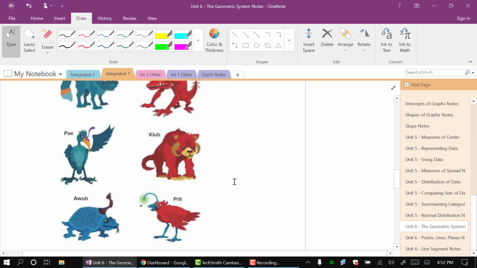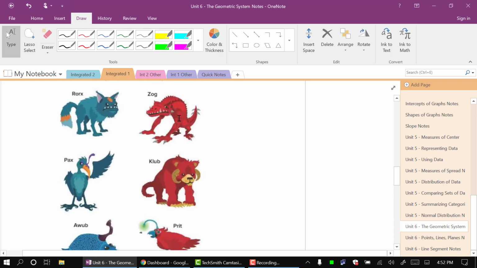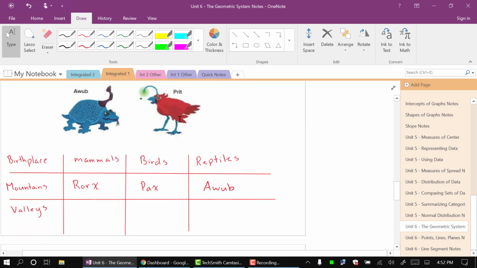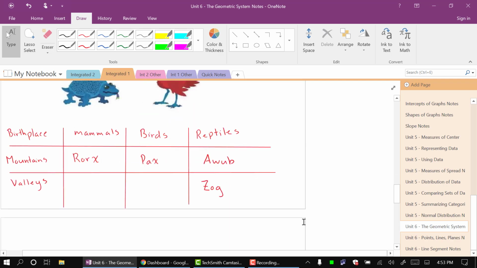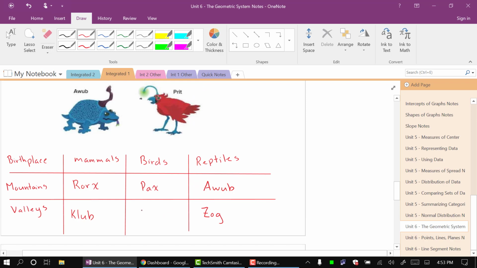Now let's take a look at our valley creatures. Our first valley creature is from the reptile category. Our second valley creature is a mammal. And by default, our third valley creature is a bird. But if you look at it, it looks like a bird. So now we figured out from the mountain creatures which one they are, mammal, bird, reptile. Same with the valley ones.